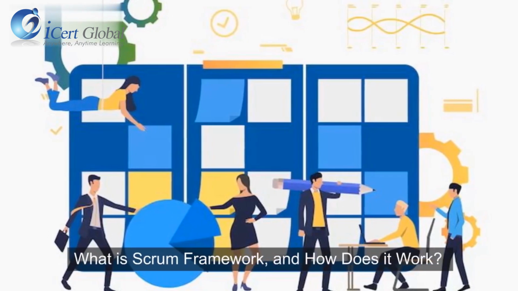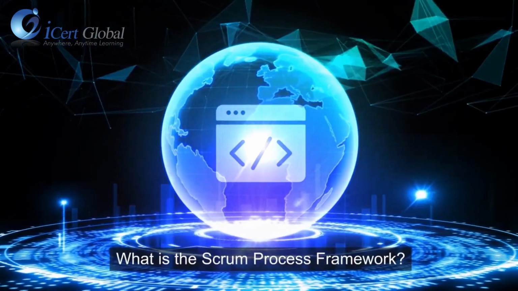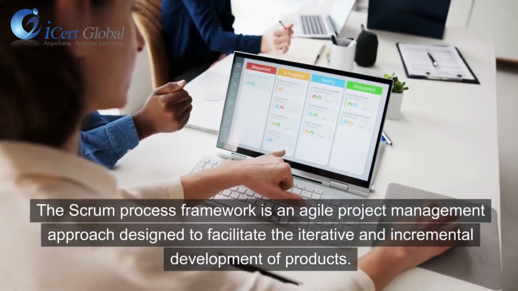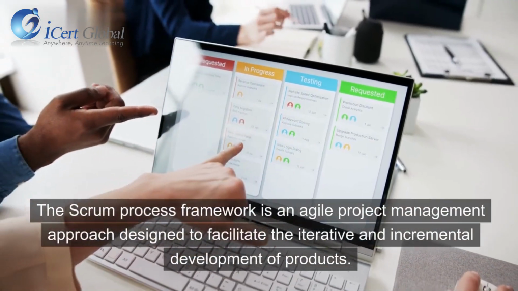What is Scrum framework, and how does it work? What is the Scrum process framework? The Scrum process framework is an agile project management approach designed to facilitate the iterative and incremental development of products.